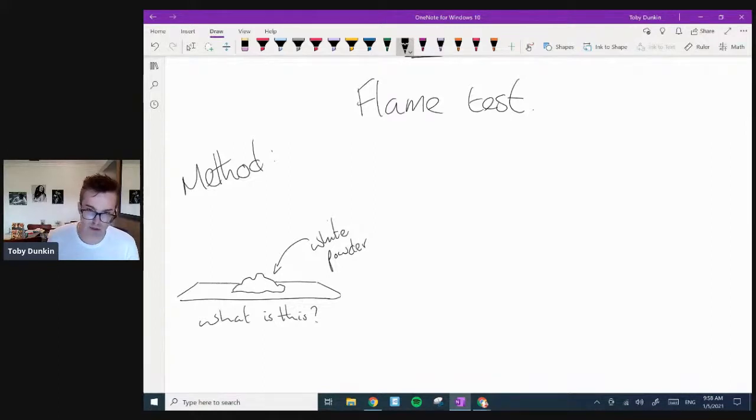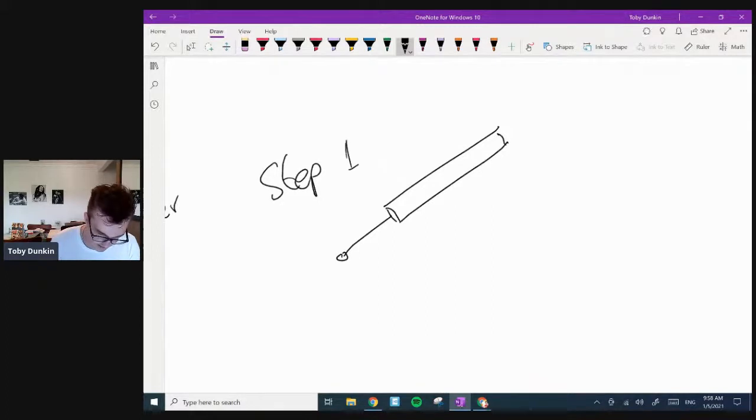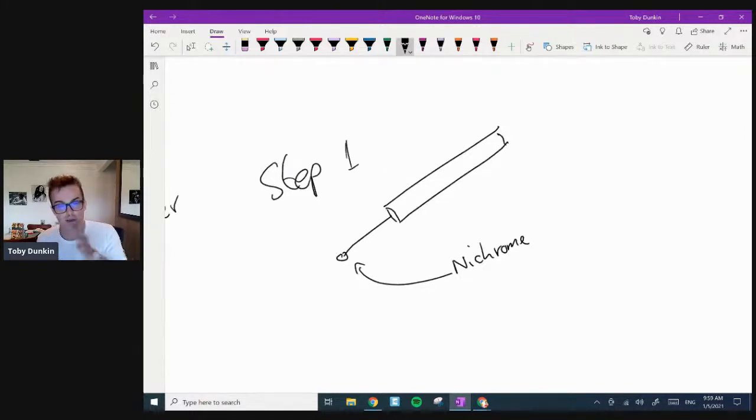And as I said, this is done using what's called a flame test. It's very straightforward. Bunsen burner, blue flame, and a nichrome wire. Let's draw that out. Step one is I am going to get myself what's called a nichrome wire. So this is literally what it looks like. I'll find a picture of this in a second. By the way, it is an alloy of nickel and chromium.